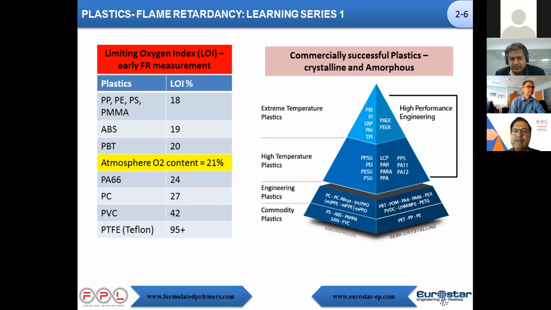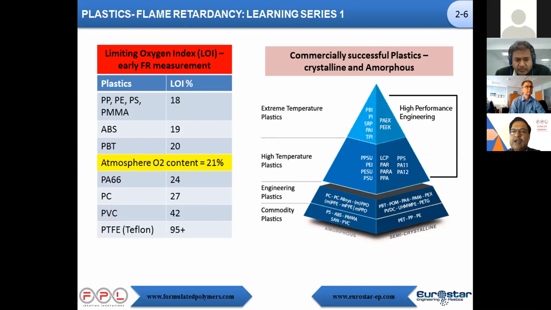Their limited oxygen index is 18. What it means is that it requires 18% oxygen in the atmosphere to catch fire. And whereas our atmosphere is 21%, so they burn very well. ABS is 19% and PBT is 20%. So there were some natural polymers, which I said, which don't catch fire.